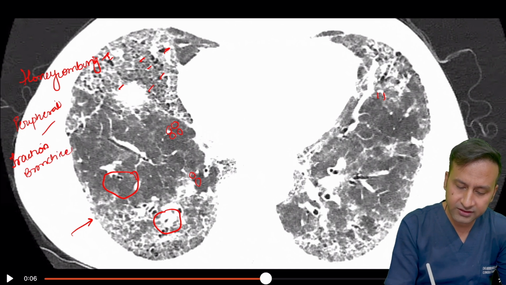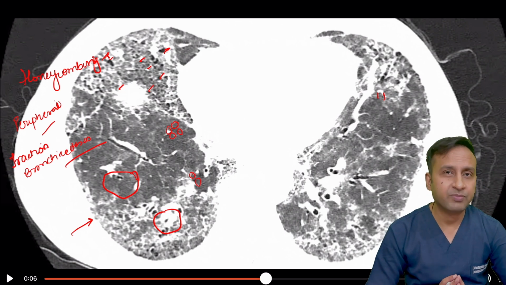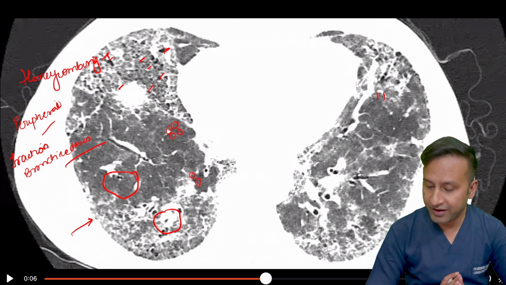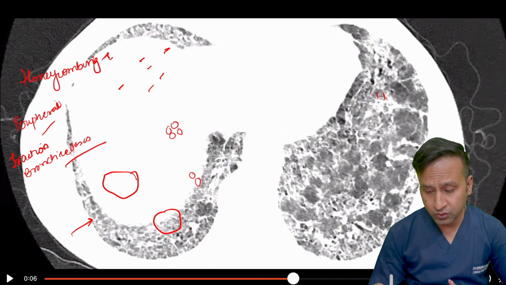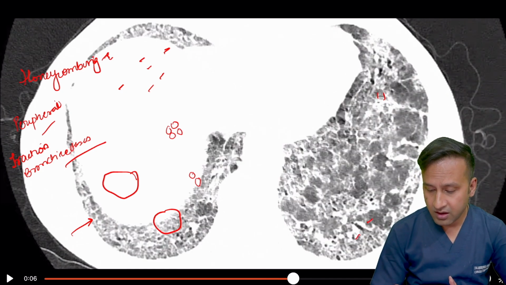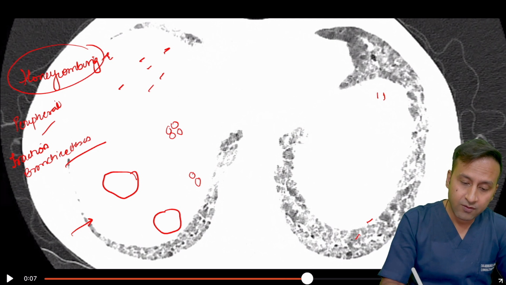Traction bronchiectasis. So we do have a dilatation of bronchi, which is because of the adjoining pulmonary fibrosis. And finally, when I'm looking at the lung bases, I do see traction bronchiectasis, but do you see any honeycombing here? No, I don't see any honeycombing here. So honeycombing was present in the apex.